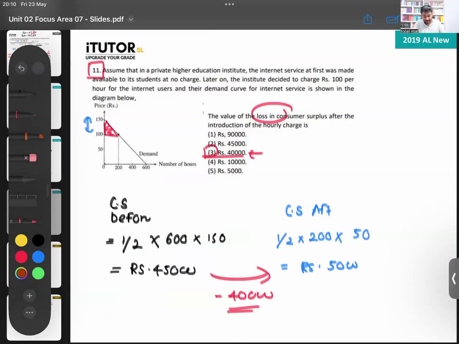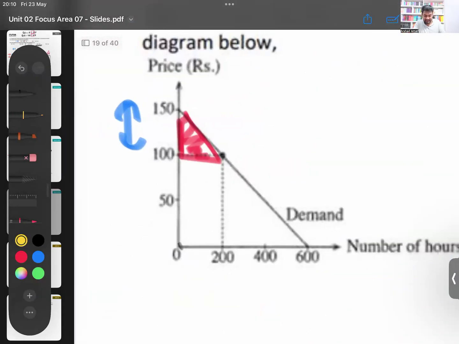Okay, these are easy ones. This is the triangle, finding consumer surplus. Half into, this is 200, this is 50.